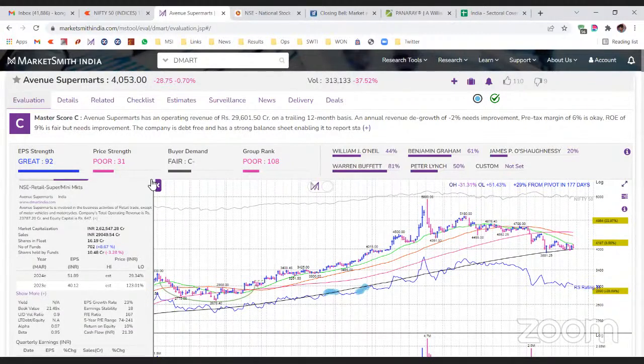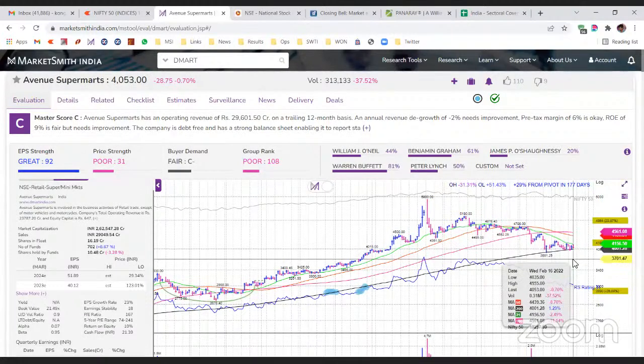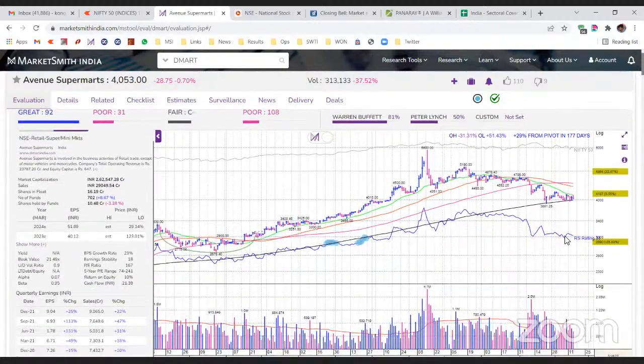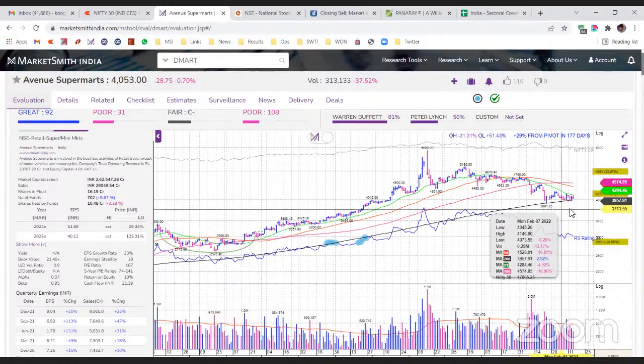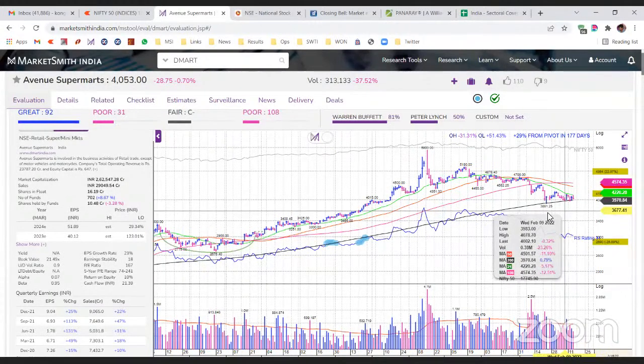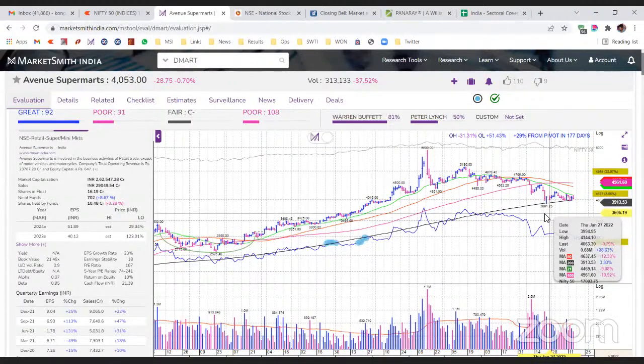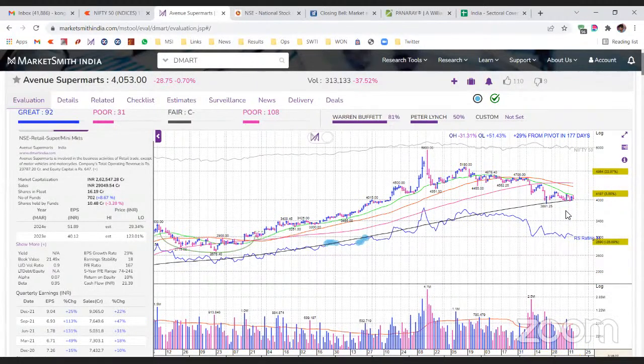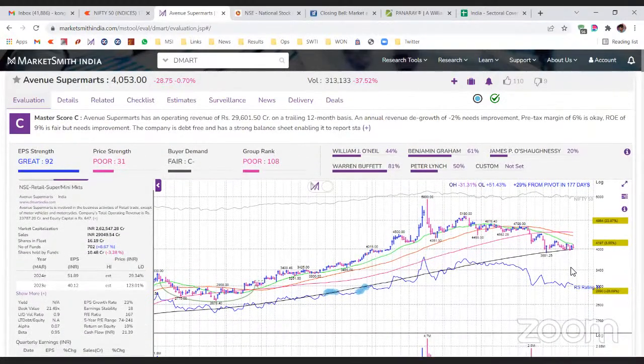EPS is 92. However, because of profit booking and the stock breaching its key moving averages, the 50 and 100 EMA, its RS is at 31. The good thing about this stock on the technical front is it has not breached its 200 EMA. You can say the 200 EMA is very good support for the stock because it has tested that level a couple of times recently in the last 20-30 sessions, but has not closed below that level, which is a good sign. If you are holding the stock in your portfolio, you can keep that level as a stop loss because of very good support.